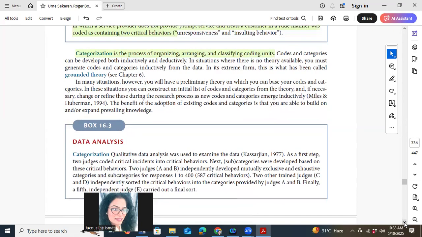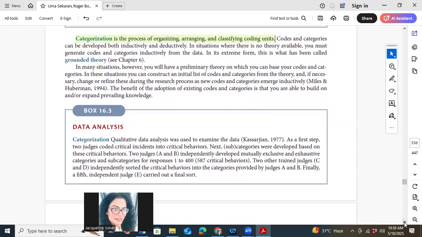Now, in many situations, you have preliminary theory. Past situations, preliminary findings already exist, phenomena exist, on which you can base your codes and categories. In these situations, you can construct an initial list of codes and categories from the theory, define them and use them.